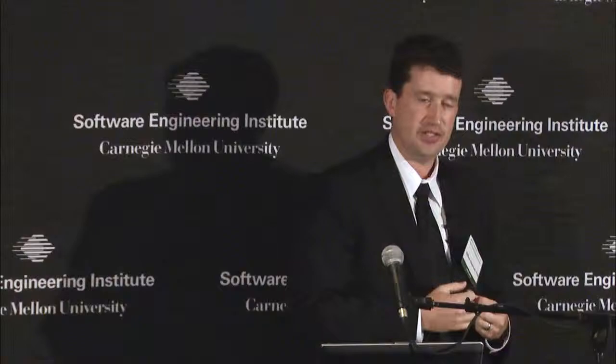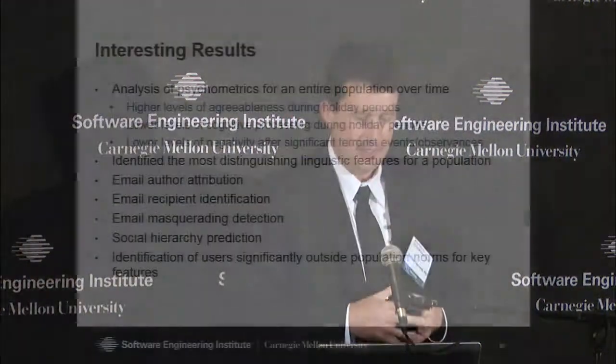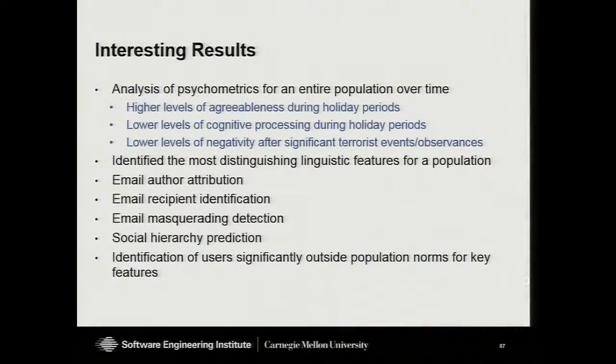And so some of the interesting results, we did an analysis of the psychometrics for an entire population over time. It doesn't say this on the slide, but this was the SCI population, right? Anonymized, we didn't see any of the email text, we didn't see any of the identifiers, but it's the text of the people that sent email at the SCI over the last several years. We found a lot of things. I just highlighted a few.